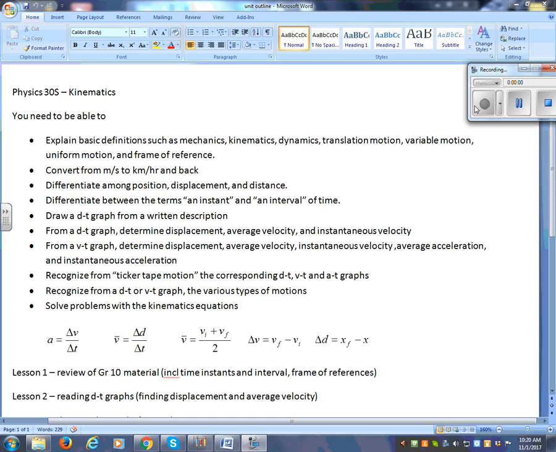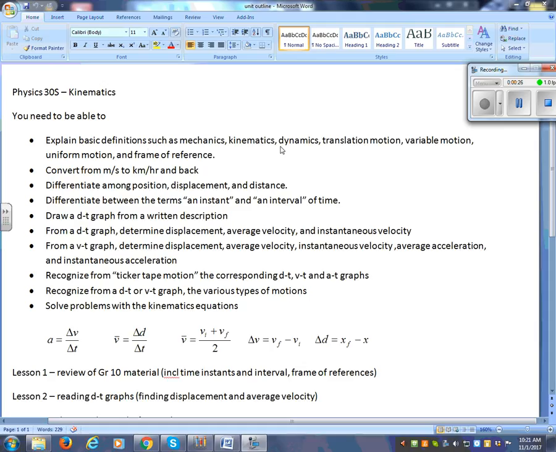Okay, so maybe let's just go step by step here, and I'll just refresh your memory on what these things are, because we should have covered everything. Explain basic definitions such as mechanics, kinematics, dynamics, translational motion, variable motion, uniform motion, and frame of reference. All of those were covered in those two initial handouts. I think there's a picture of some people on bikes there to begin with. Right? So those are in there.